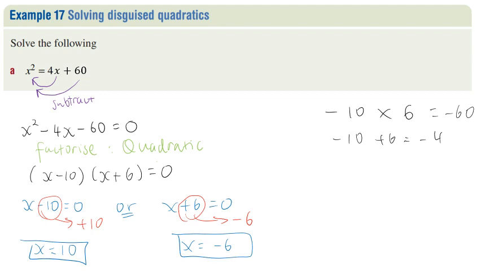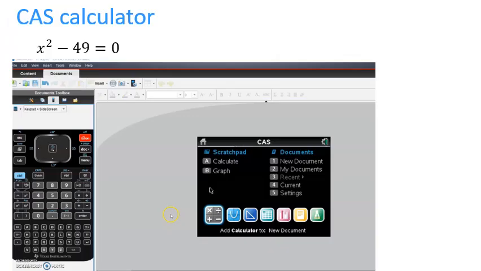So the only additional thing with this one was I rearranged the equation so the right hand side equals 0. So basically just move the things to the other side using the inverse operations. Our CAS calculators can factorize and solve the equation for us.